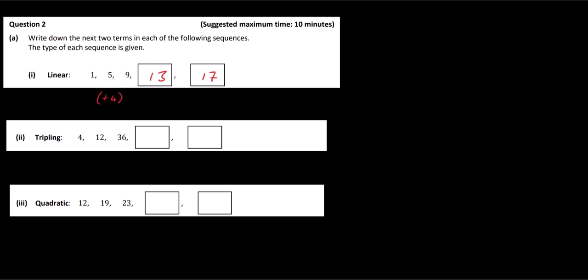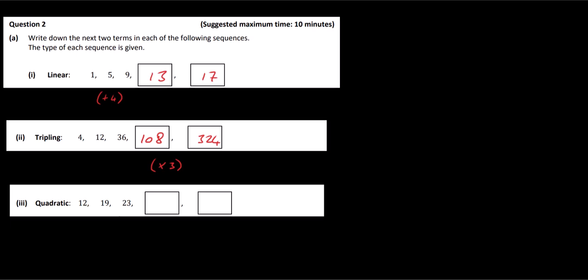The second one here, you're tripling each one, so multiply 4 by 3, you get 12, multiply 12 by 3, you get 36, multiply 36 by 3, you get 108, multiply 108 by 3, you get 324. So you're just multiplying by 3 each time here.